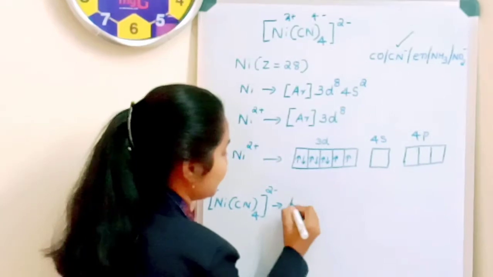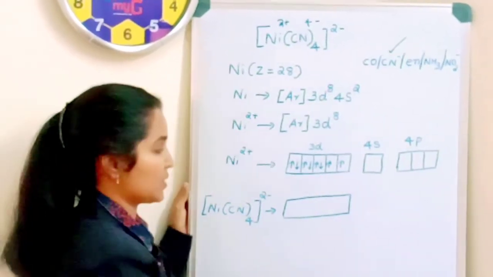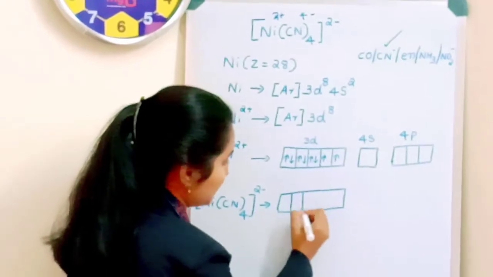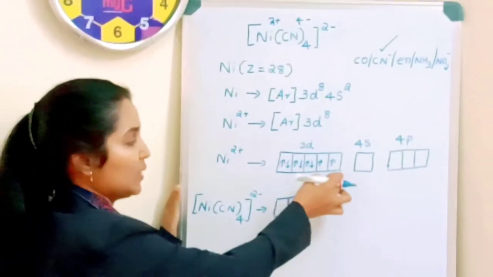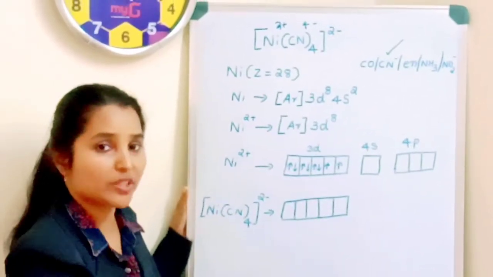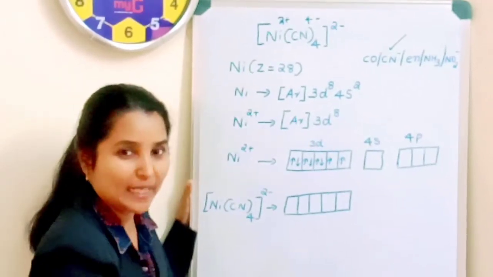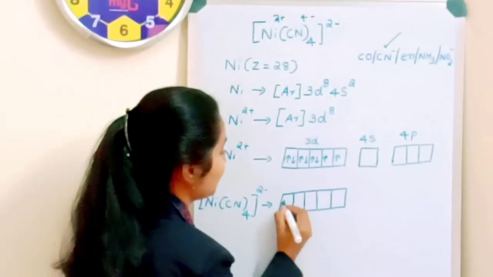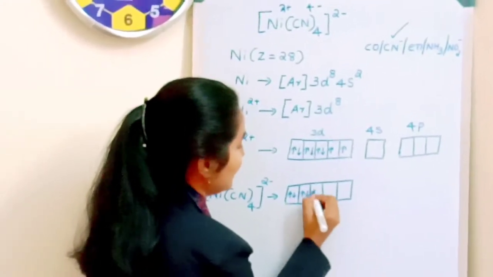So what happens? We'll see here. When CN- ligands approach, the electrons which had arranged themselves in the orbitals according to Hund's rule of maximum multiplicity are compelled to get paired up. So what happens here? 1, 2, 3.